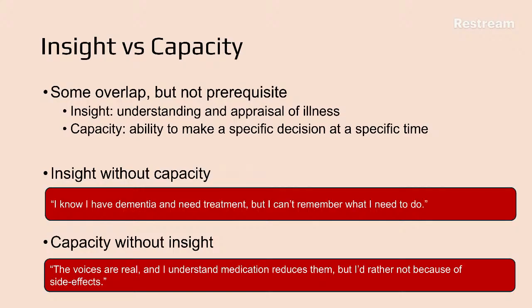information, right? Or the voices are real and I understand medication reduces them, but I'd rather not because of the side effects. And this is an example of when you don't have insight, right? But you do have capacity because you can understand what this medication is trying to do, and you can understand the side effects, and you can understand the possible consequences of you not taking these medications, but you can still choose not to take them if you have that understanding, right? Great. So my recommendation, comment on insight, don't do capacity unless they specifically ask for it and you specifically check for it. Thank you. Next slide.